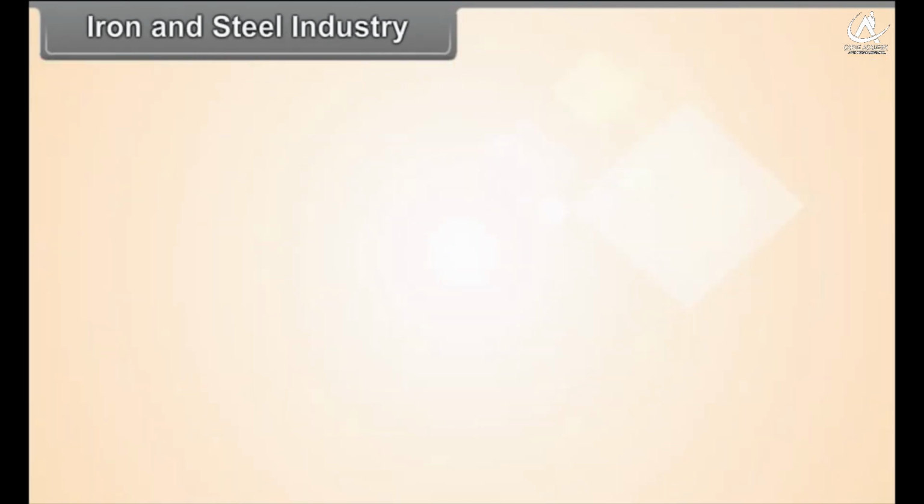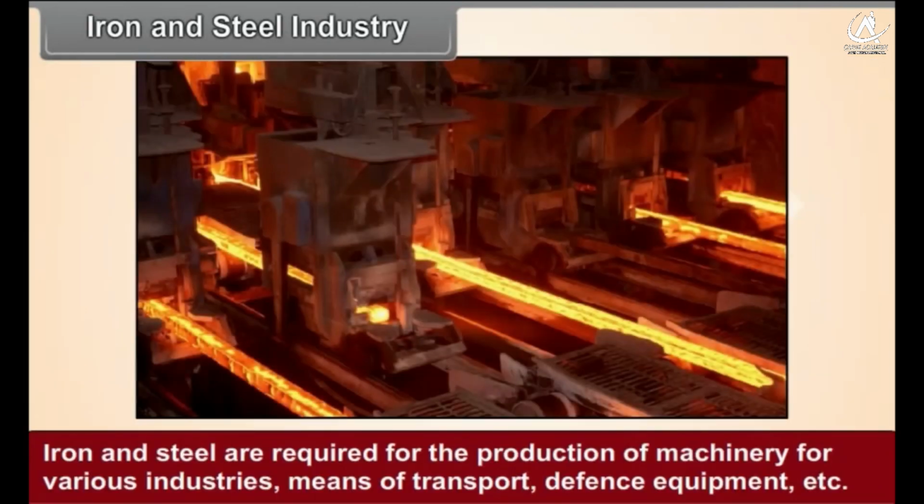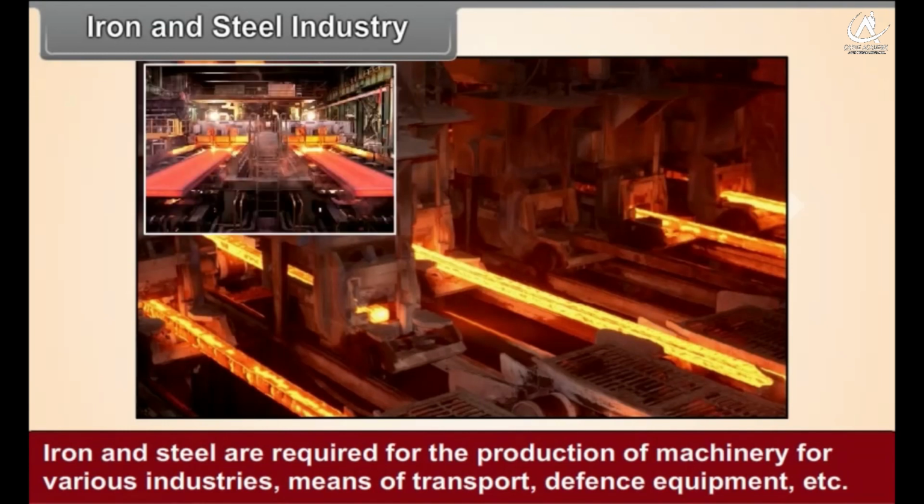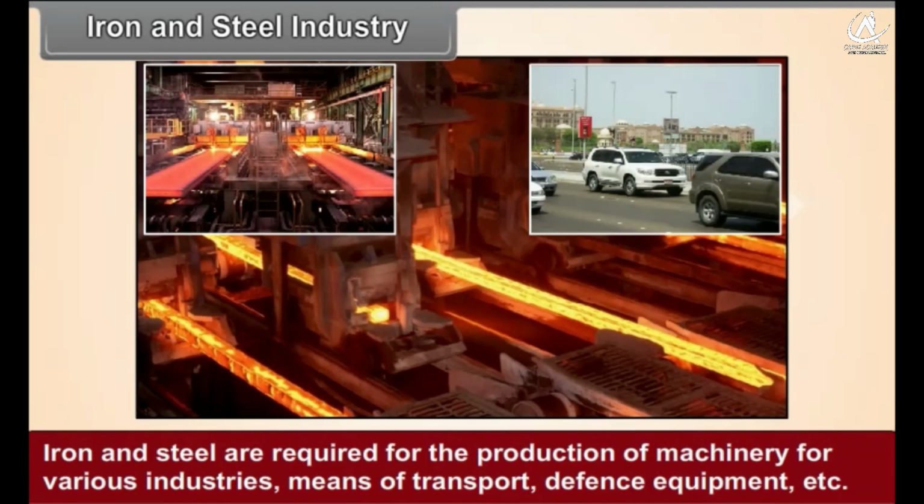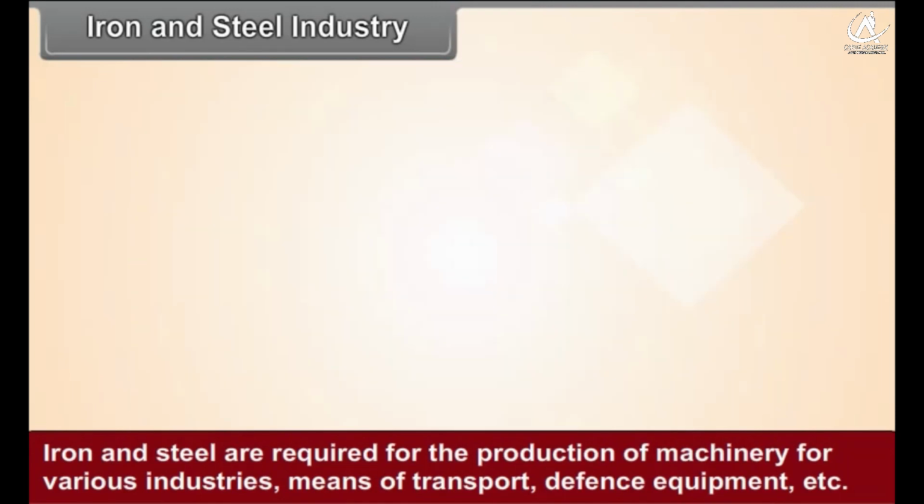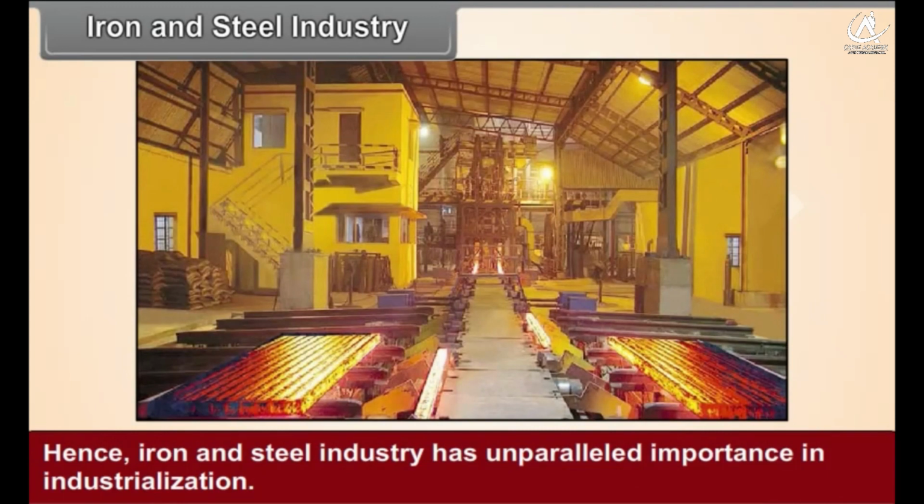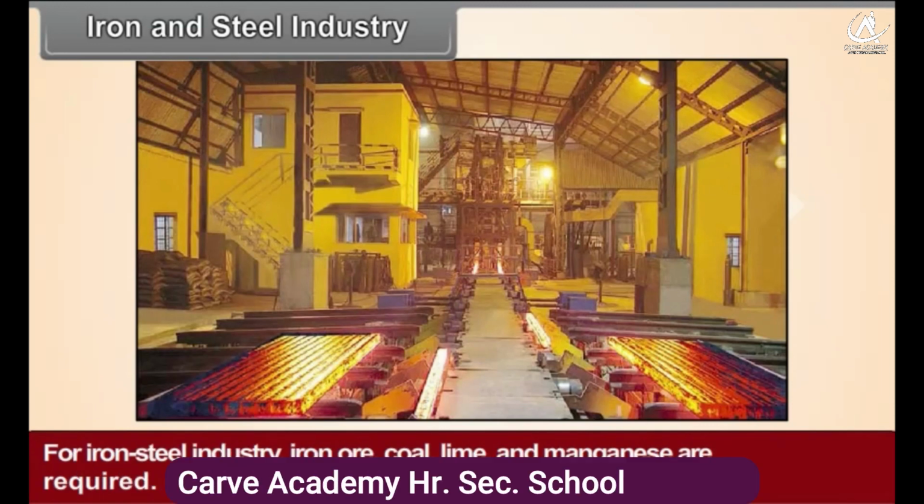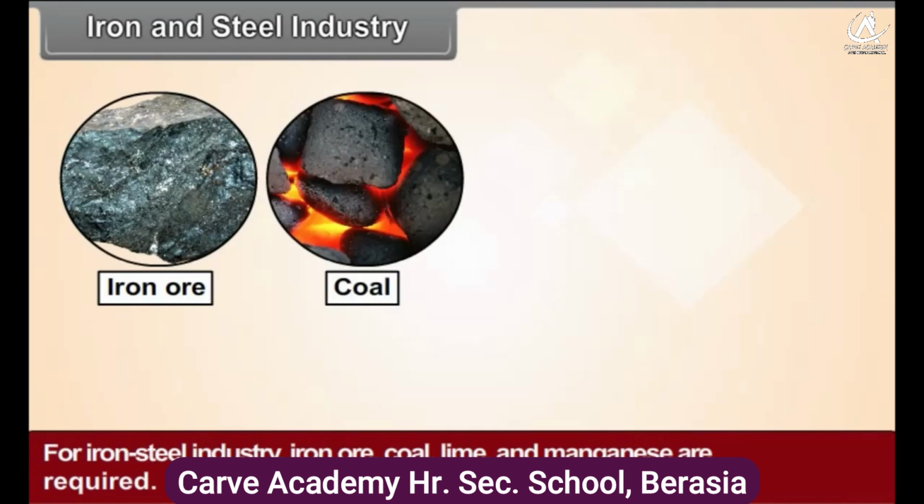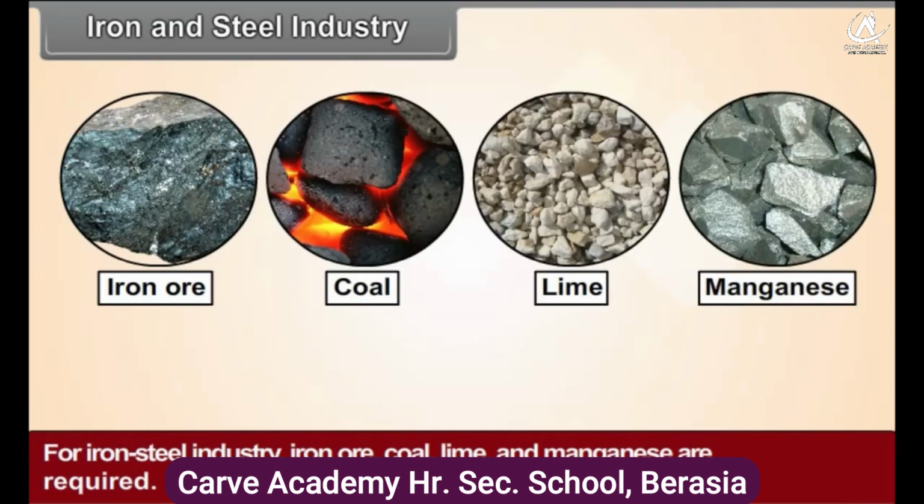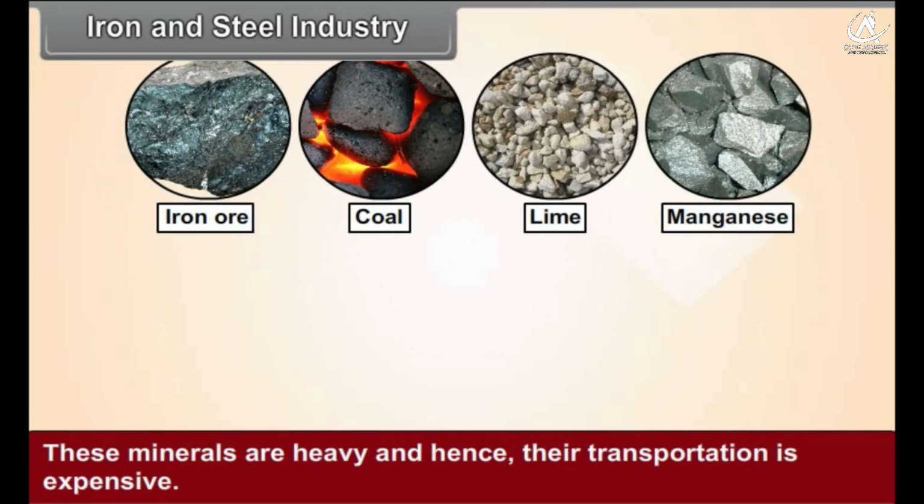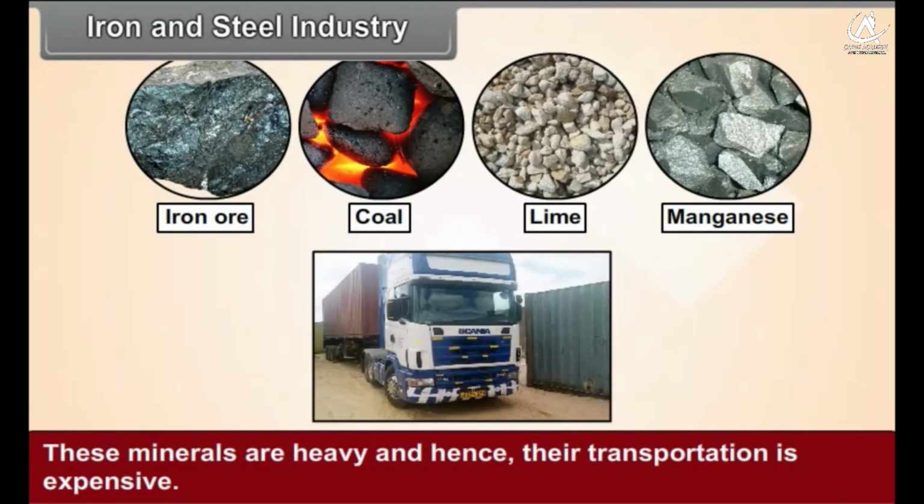Iron and steel industry. Iron and steel are required for the production of machinery for various industries, means of transport, defense equipment, etc. Hence, iron and steel industry has unparalleled importance in industrialization. For iron-steel industry, iron ore, coal, lime, and manganese are required. These minerals are heavy and hence their transportation is expensive.